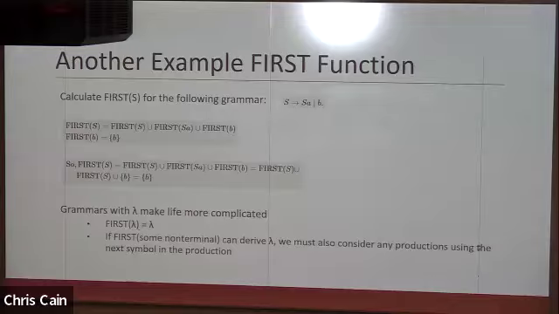But we found, with the hint at the end, that lambda could make this a little bit more complicated, because if a non-terminal can go to lambda, then we have to consider what comes next after that. So let's get some experience with that. Anyone have any questions before we move on to an example of first function with lambda in it?